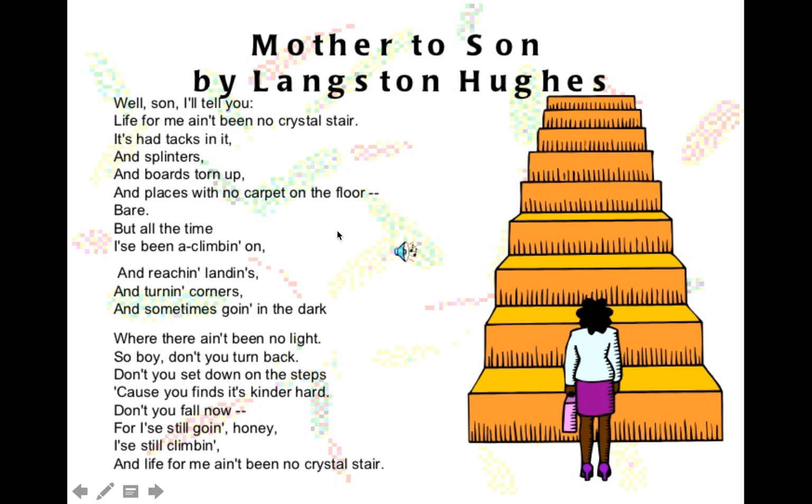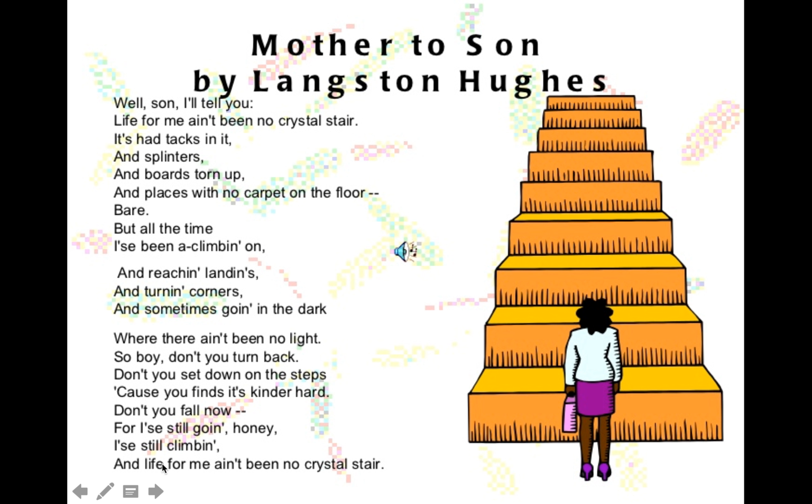So we get the idea here that the speaker is talking to her son, and that's enforced by the title, Mother to Son. So the speaker is a mom, and she's trying to convince him that he just needs to keep on going. And that's the message of the poem, all right? And that's going to be important as we get later in the week. But what we're focusing on today is the figurative language in here.